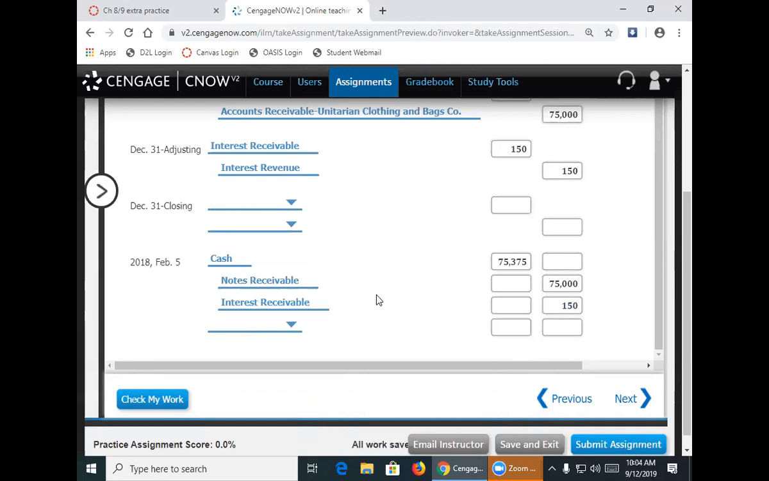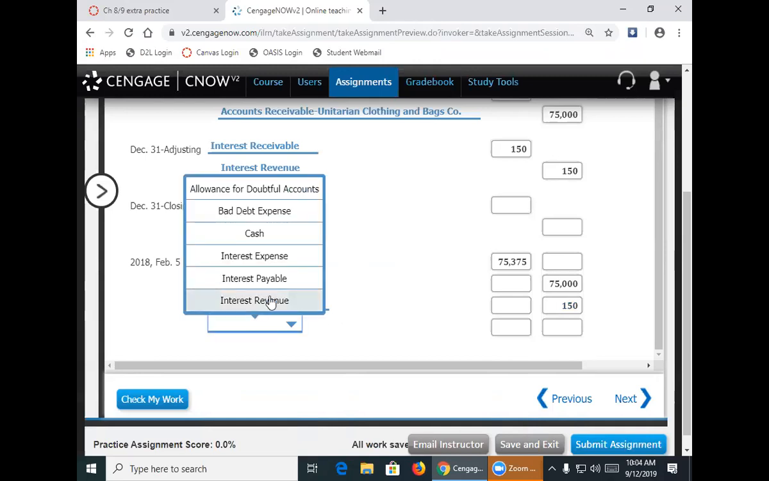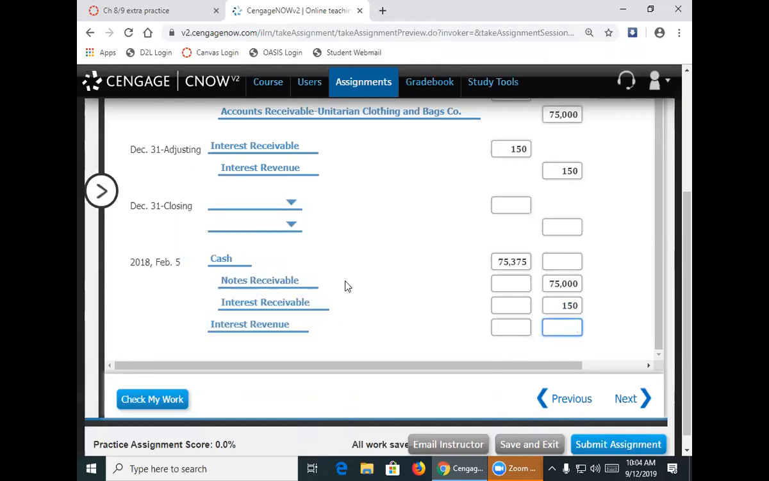And then what else do I do? Very good. We credit interest revenue. And in that case, it'd be 375 minus 150, or $225. Or if you want to look at it, the other 36 days of entry.